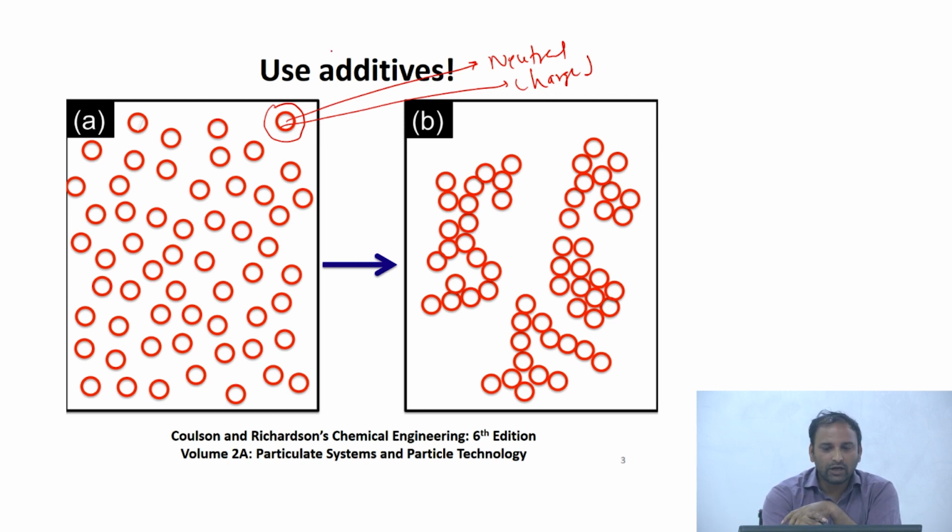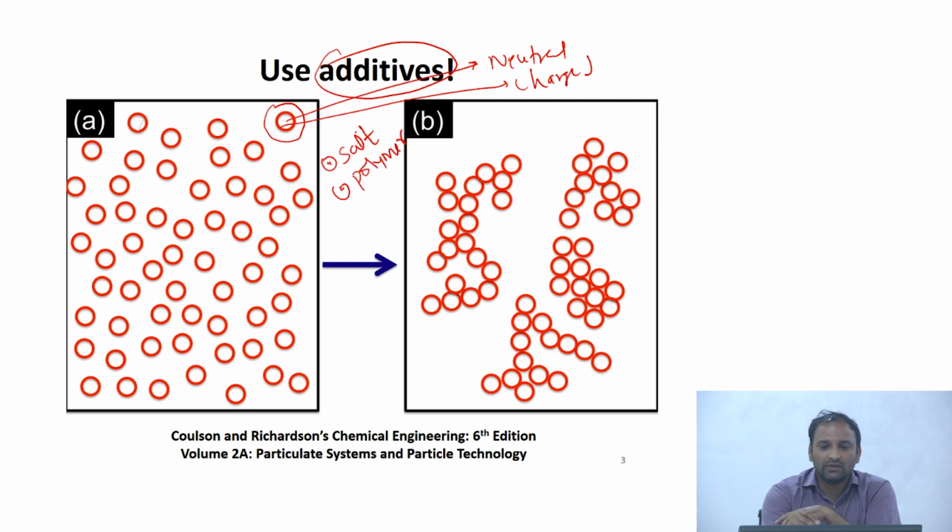Okay, and again, what kind of additives you use depends on the particle-fluid combination that you're working with. Typically, two types of additives are used. One is basically adding a salt. I gave this example of alum, which is an aluminum sulfate, a salt that is added in water purification. The other kind of additive that people typically use is a polymer.